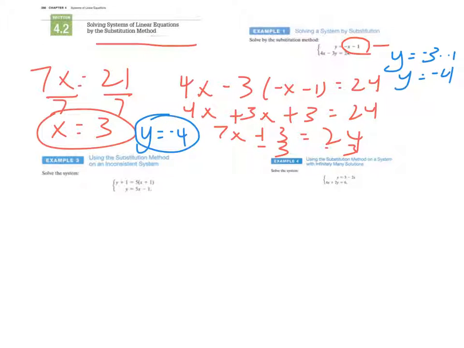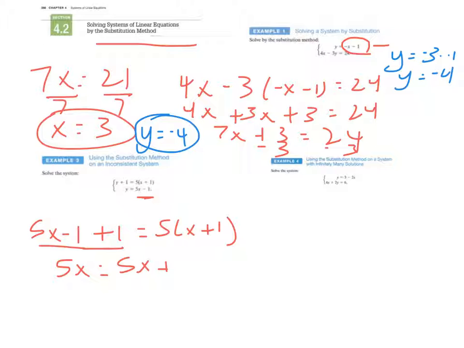Let's continue doing the substitution method. Once again, when we have a variable all by itself, we're going to substitute. So y equals all of that. I'm going to substitute 5x minus 1 plus 1, and then 5 times x plus 1, because that's what's on the right side. So I've substituted right here. So now I can combine like terms. These zeros, so I have 5x equals 5x plus 5.